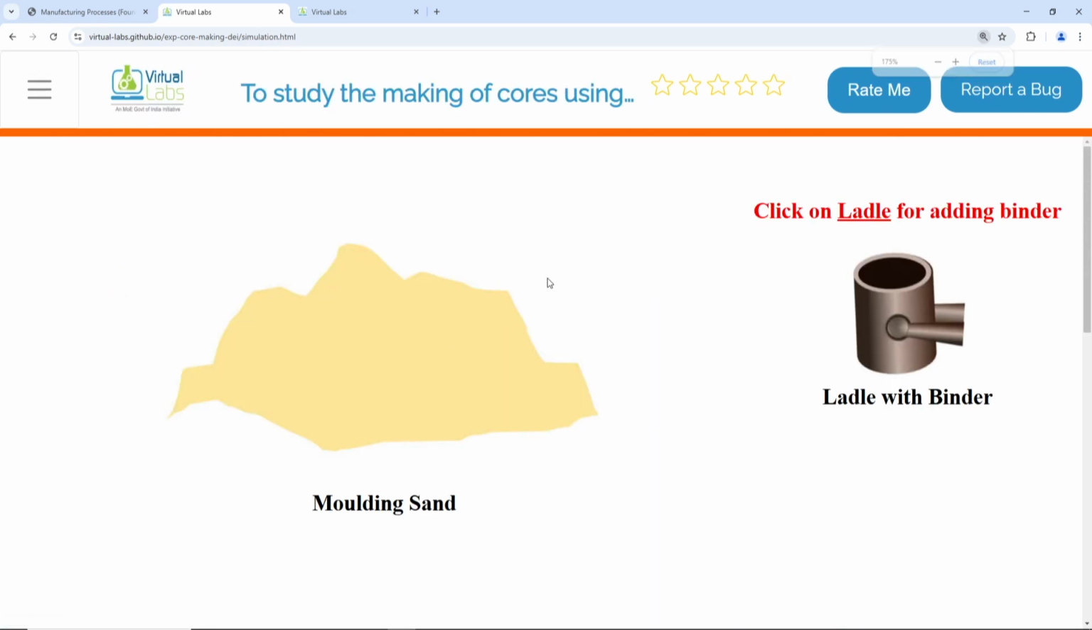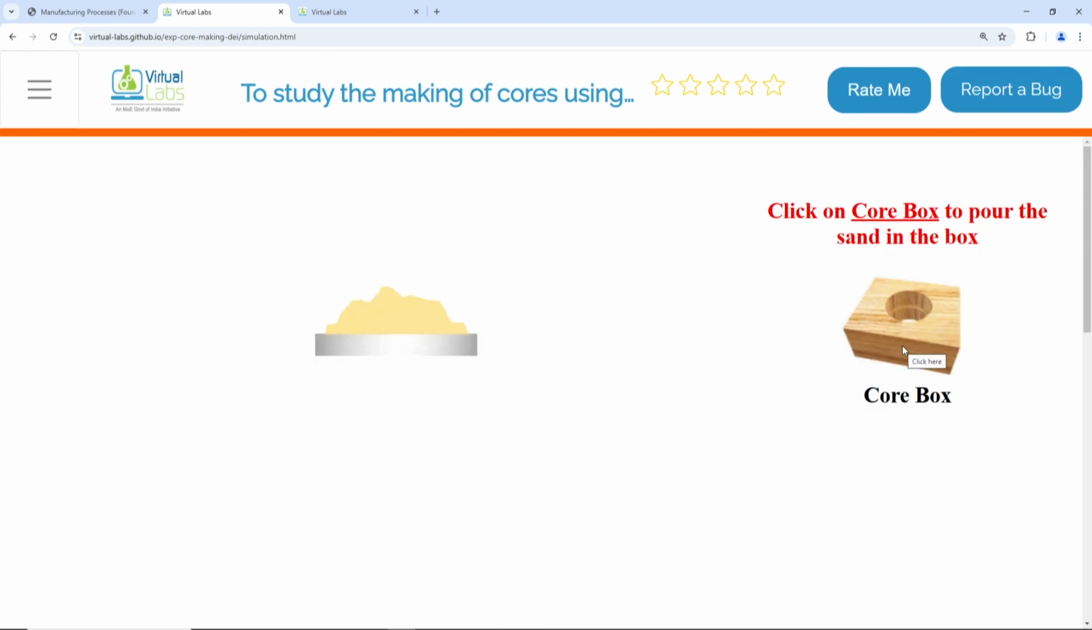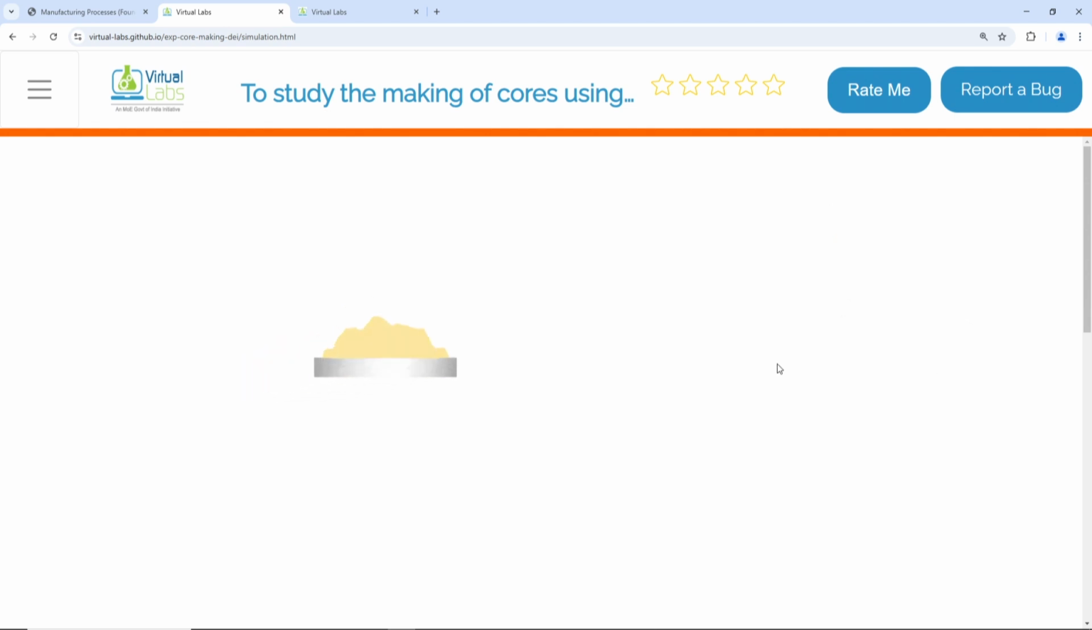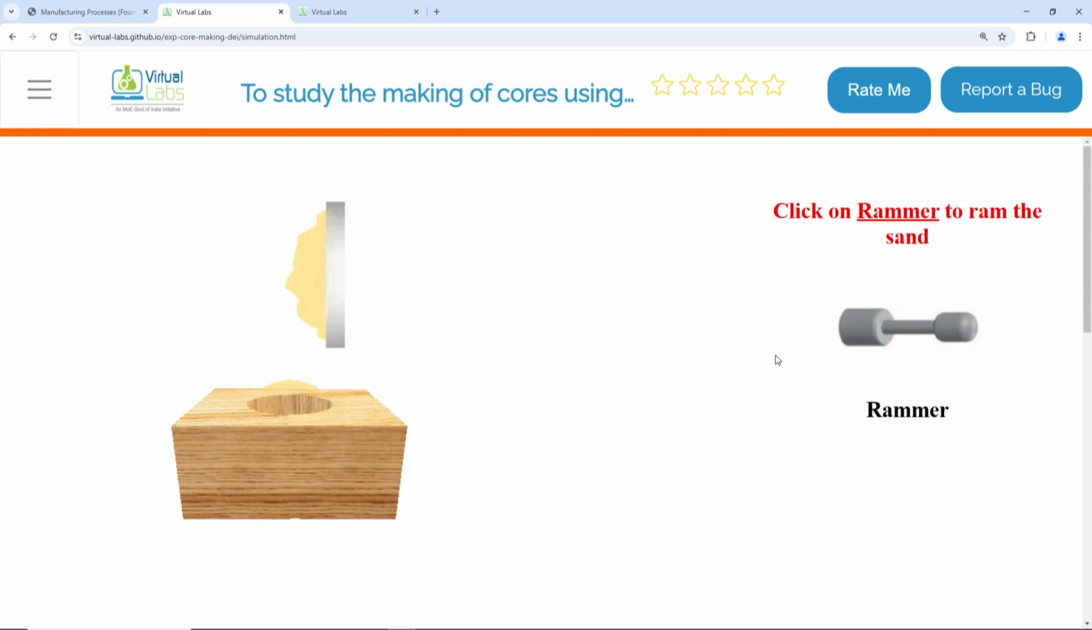Simulation. It says click on the ladle for adding the binder. There is a molding sand here. I need to click on the ladle to add the binder here. The binder materials, as was discussed, could be water soluble binders, oil binders or pitch and resin binders. So those are added here. So then this is the sand that is ready. This is a core box that will be used to prepare the core. I click on the core box and the sand is now put into the core box, that is, we are transferring. This is the second step.